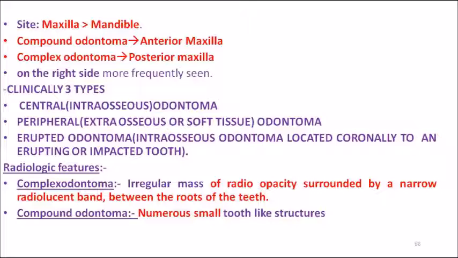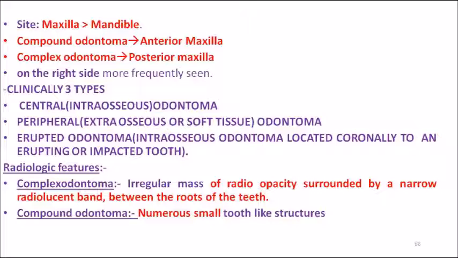regions of the maxilla. Okay, and clinically, as I told you, they are of three types. They can be a central type of odontoma, or a peripheral type, or an eruptive type of odontoma also. Radiologically, as I told you, they appear as radiopacities surrounded by a narrow radiolucent band, mostly seen between the roots of the teeth. Okay, and compound odontomas are seen as numerous small tooth-like structures. So these are the important points.